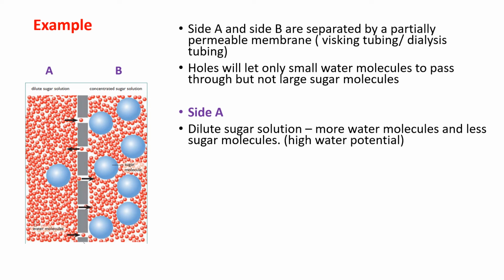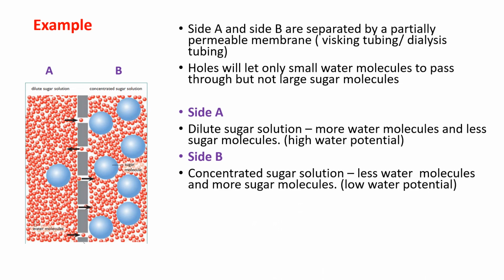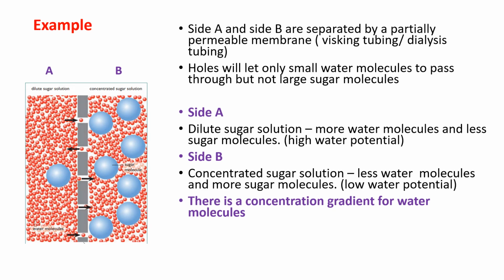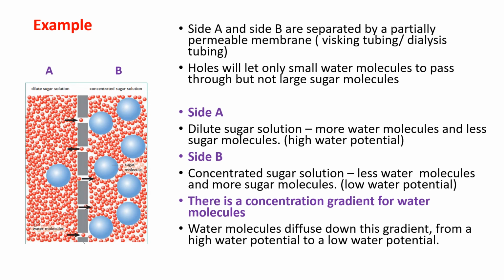So we say A has a higher water potential. Side B is a concentrated sugar solution which has fewer water molecules and more sugar molecules. So when it comes to water potential, side B has a low water potential. So there is a concentration gradient for water molecules. Side A has more water molecules than side B. So water molecules diffuse down this concentration gradient from high water potential to low water potential.